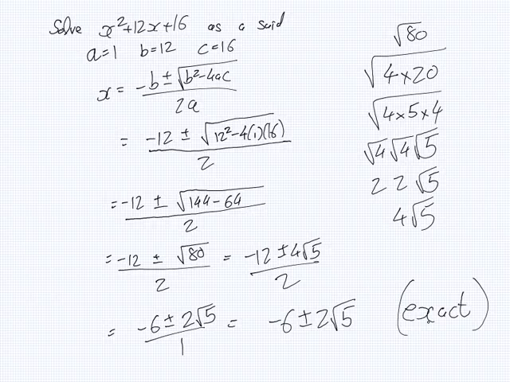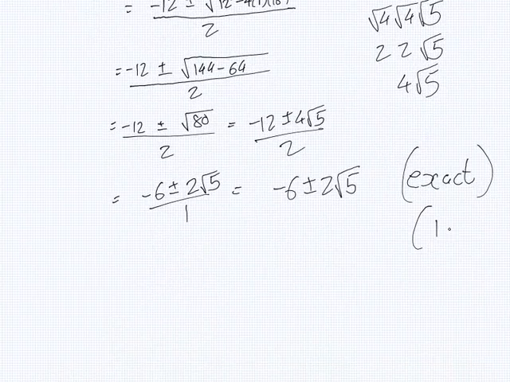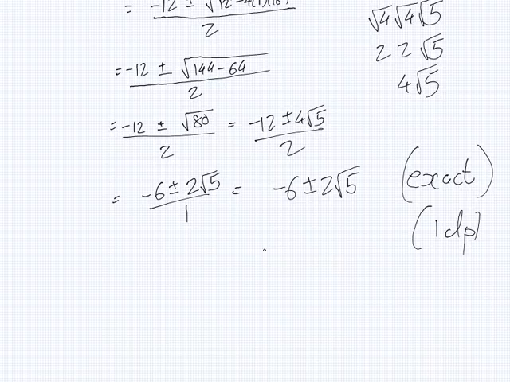And then they might also ask you for the answer, for example, for 1 decimal place. So let's see what it would be for 1 decimal place. Minus 6 plus 2 root 5. That would be minus 1.527. So 1 decimal place would be minus 1.5. And then the minus answer would be minus 10.5.